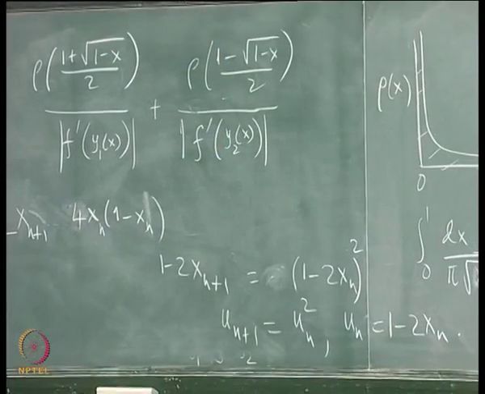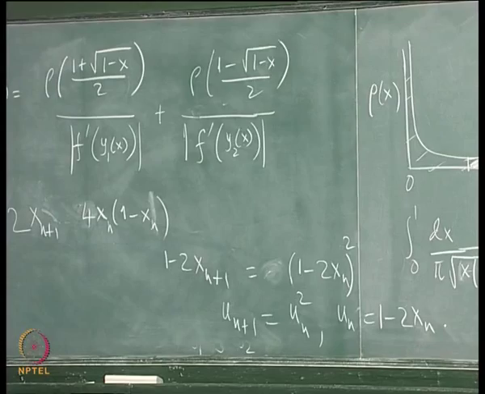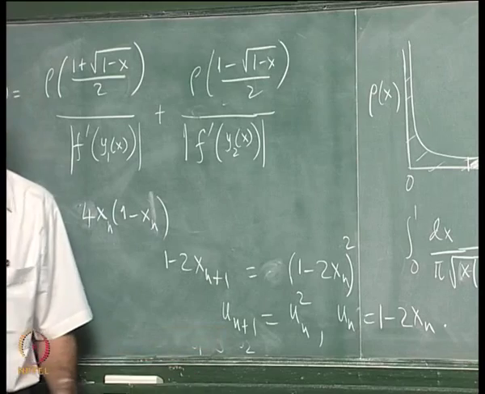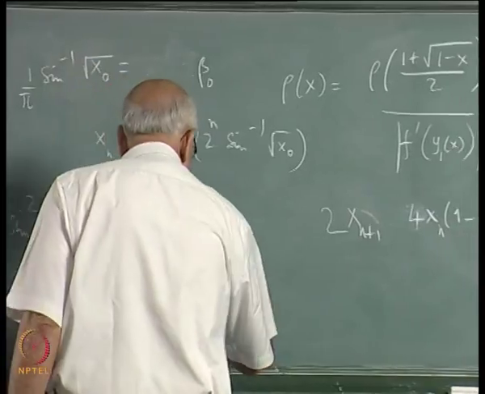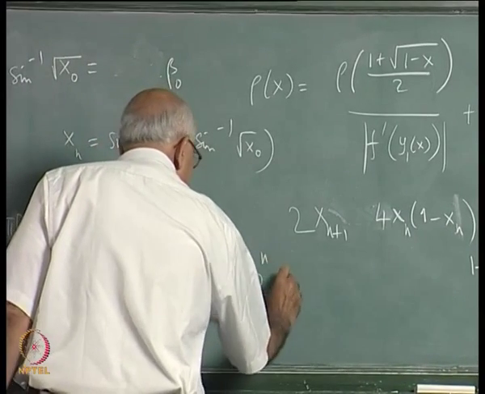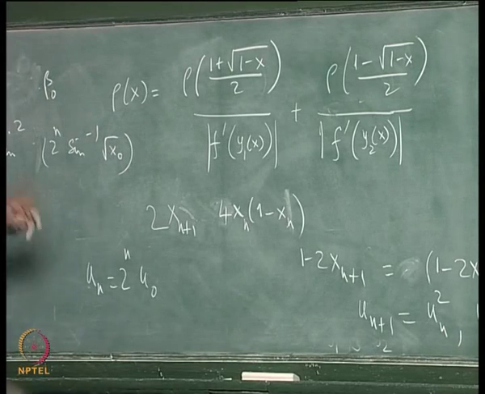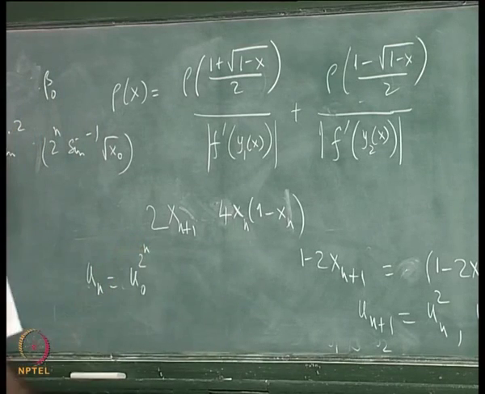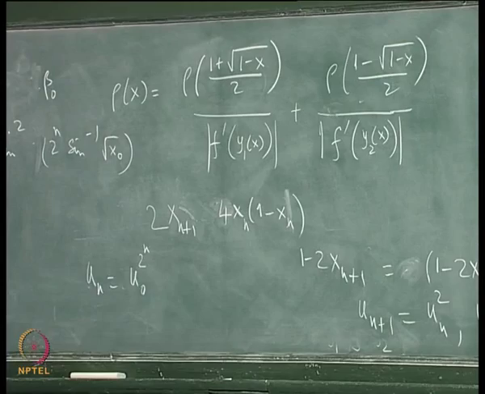So what is the solution to this recursion relation? Each time you square, right? So what is un as a function of u0? u0 to the power 2 to the n. Now go back to x and the problem is solved.